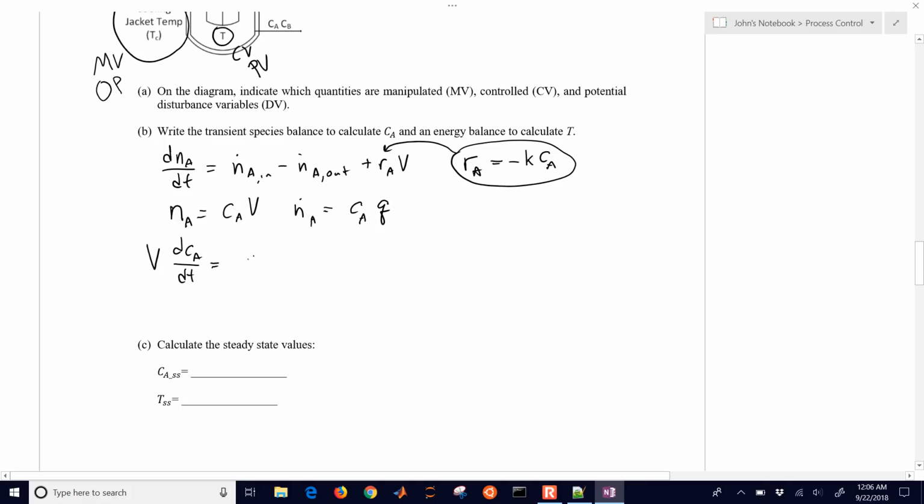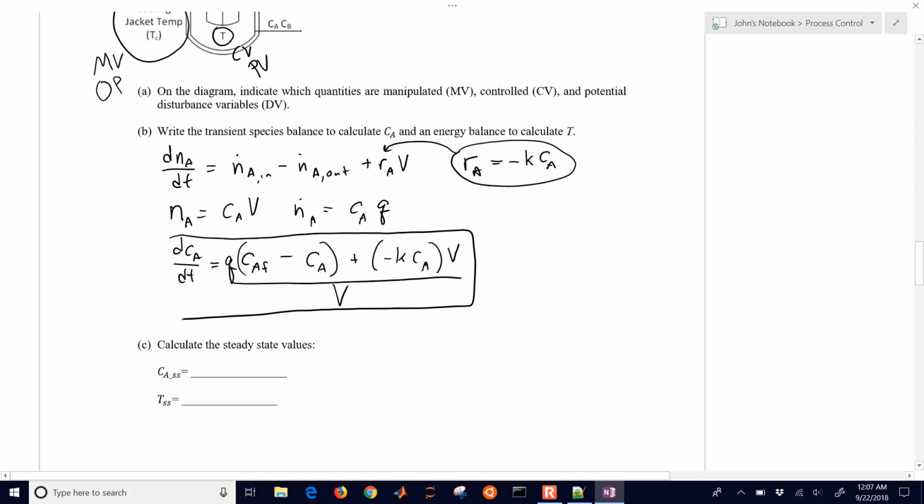And then I have the concentration of A in the feed minus the concentration of A leaving times Q plus, let's see, I'm going to have negative K Ca times the volume. I just substitute in the reaction rate of A. Okay, so now I have it in terms of Ca, and if I just divide by V, then on the left hand side is just dCA dt, and there I have my differential equation.